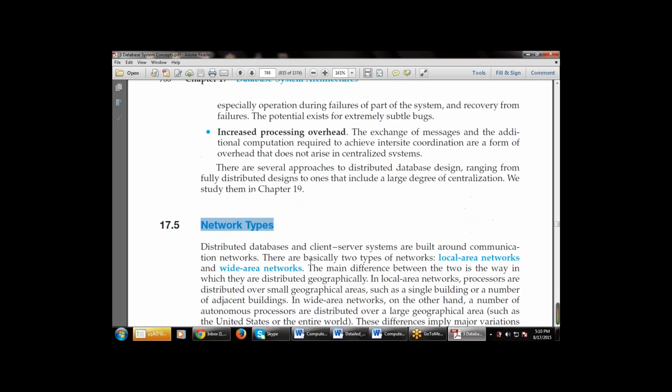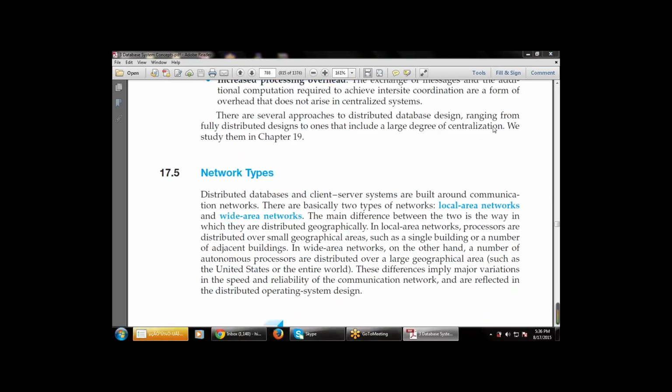Next is the network types, that is, what are the various types of network available. Let's stop over here. Now let's take a break, then move to this topic. The next topic is network types. There are generally three types of network available: LAN, WAN and MAN. But in this book there are only two networks, the LAN and the WAN, that is, the local area network and the wide area network.